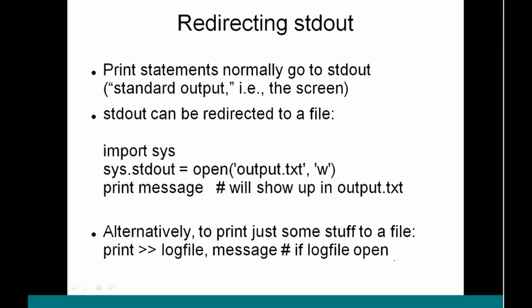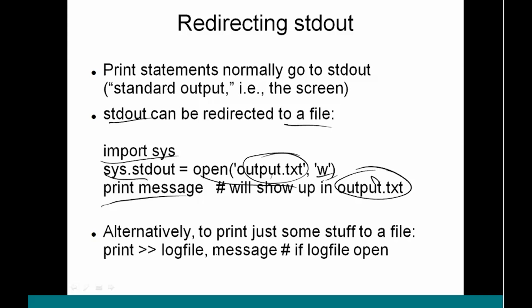Now how do we redirect the standard out? The print statement normally goes to the standard out. The standard output is basically the screen, and we can actually redirect the stdout into a file. So here we import the sys module, and then we specify sys.stdout is this particular file called output.txt, and we open it with the write option. Now when we specify the print message, it will not show up on your screen, but it directly goes into this output.txt.